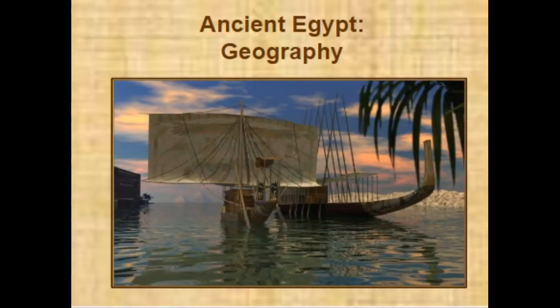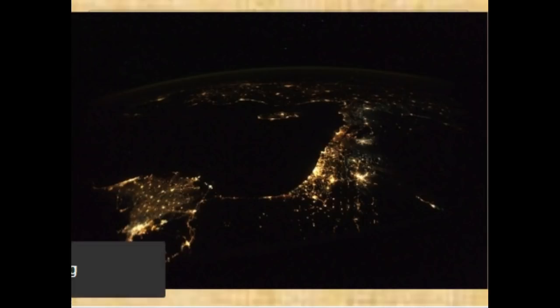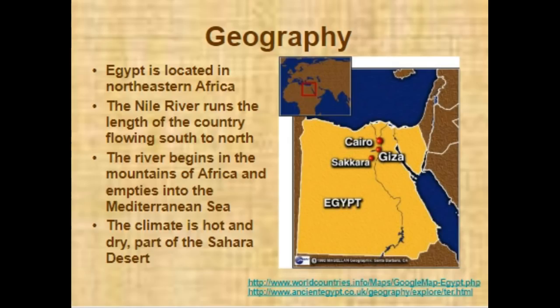This next slide deck is on ancient Egypt and its geography. Modern Egypt, as seen from a satellite at night. Geography. Egypt is located in northeastern Africa.